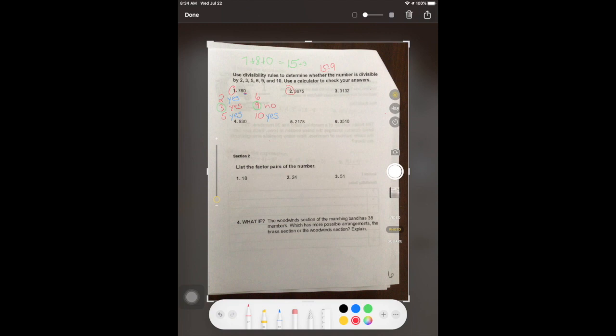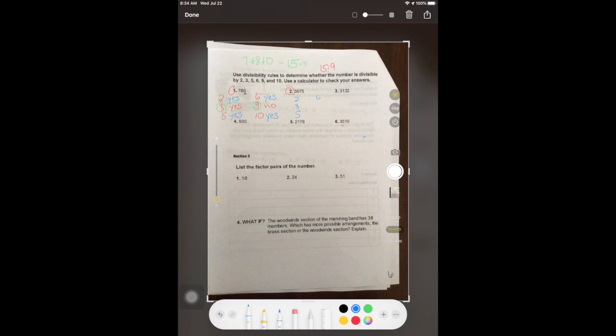And lastly, we'll do the 6. Remember, I want to check 2 and 3. Are 2 and 3 both factors of 780? The answer is yes, so that means 6 is a yes as well. Okay, all right, let's do one more together.